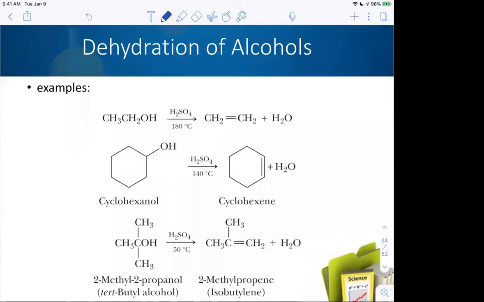So here are some examples. If I have ethanol, I'm losing water and I form ethylene. If I have cyclohexanol, I'm losing water and I form cyclohexene. Here, I can lose water and I can take any one of these hydrogens. Those are all beta hydrogens, they're all equivalent. And what I'm going to get is 2-methylpropene. Again, this should be review, as we did cover this when we were talking about beta elimination reactions in chapter 7.